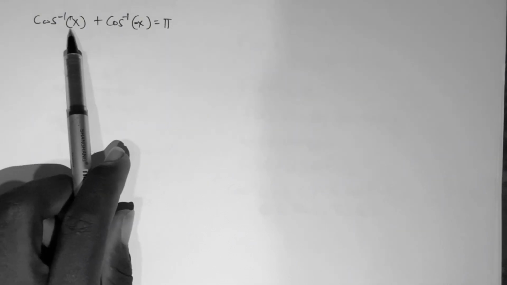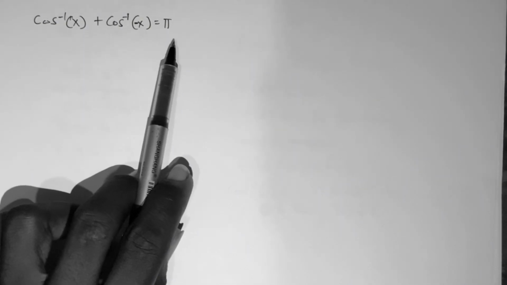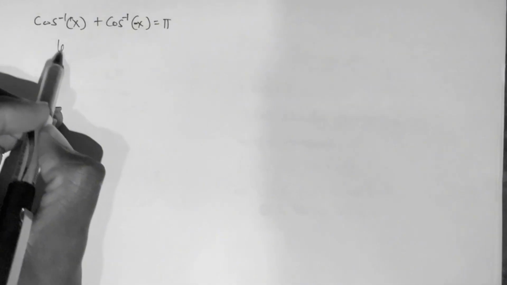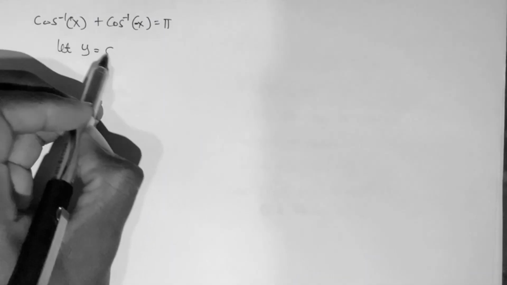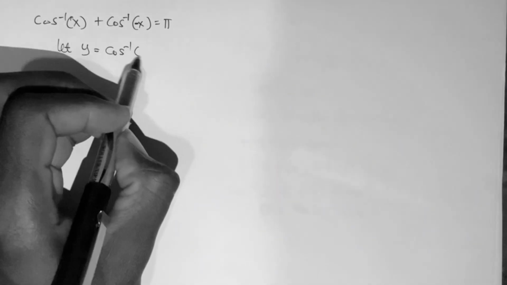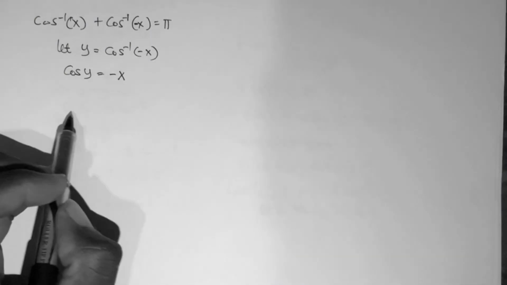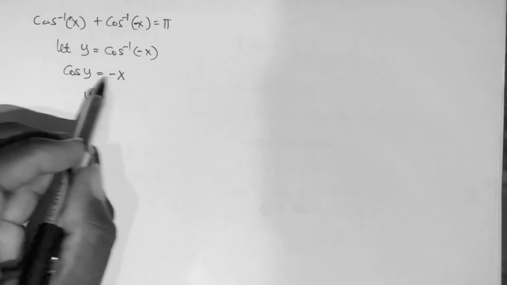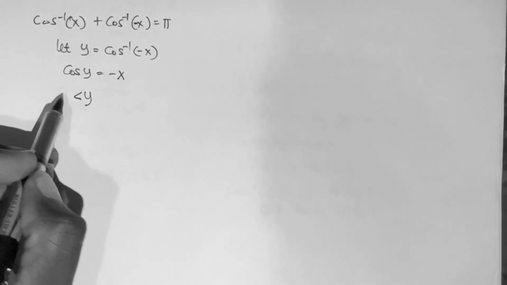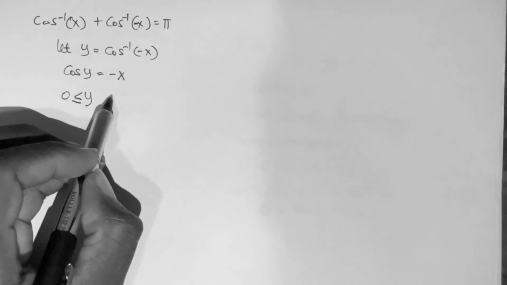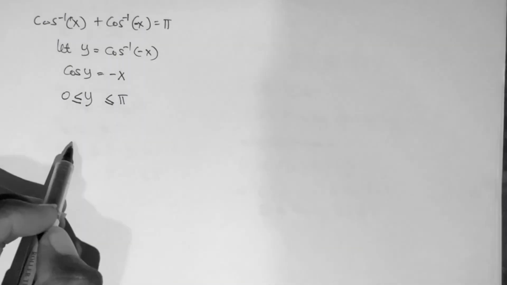So let's prove this identity, which is cos inverse of x plus cos inverse of minus x equals pi. Now, let y be equal to cos inverse of minus x. It implies that cos y is equal to minus x. But we know that for the cos inverse function, y can only be greater or equal to 0, but less than or equal to pi.